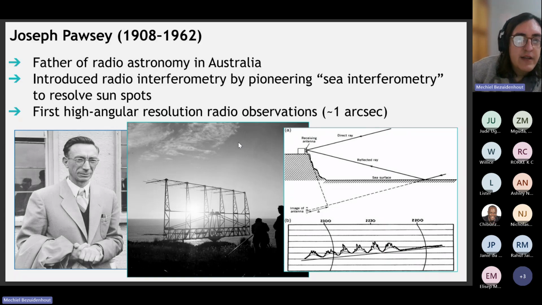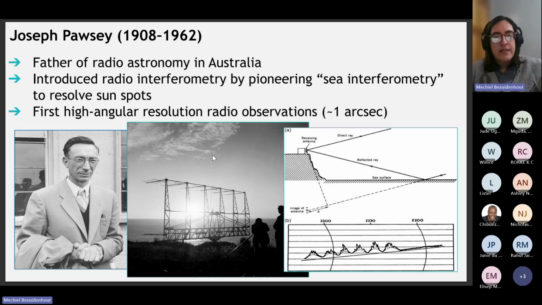And the next big figure in the history of radio astronomy is an Australian called Joseph Pawsey. He's known as the father of Australian radio astronomy. And he's very important for introducing the concept of interferometry to radio observations. So he pioneered a technique called sea interferometry. In the middle plot here, you can see they basically set up a big radio receiver looking over some cliffs nearby Sydney onto the sea.